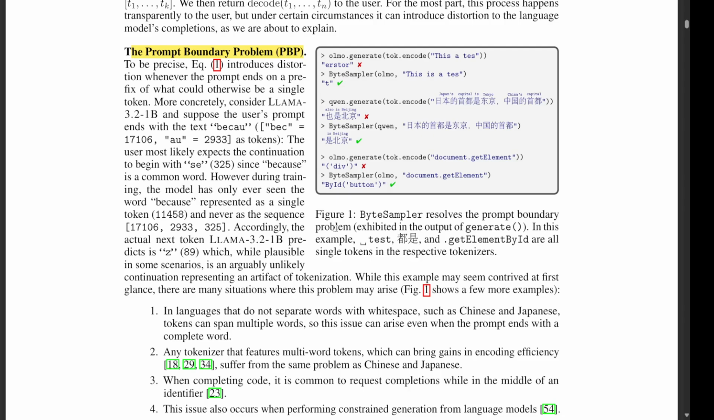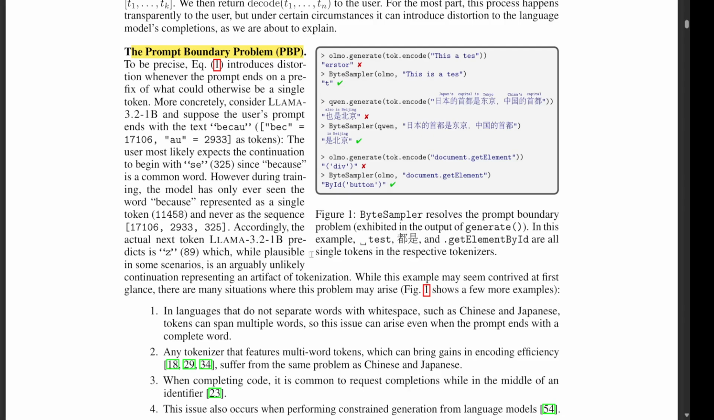You, the user, are typing a continuous string of text, expecting the model to just follow along. But the model's internal process is rigidly tied to these discrete tokens. So the prompt boundary problem, or PBP, happens when your input prompt ends exactly in the middle of what could be one of these single prepackaged tokens. The boundary doesn't line up.